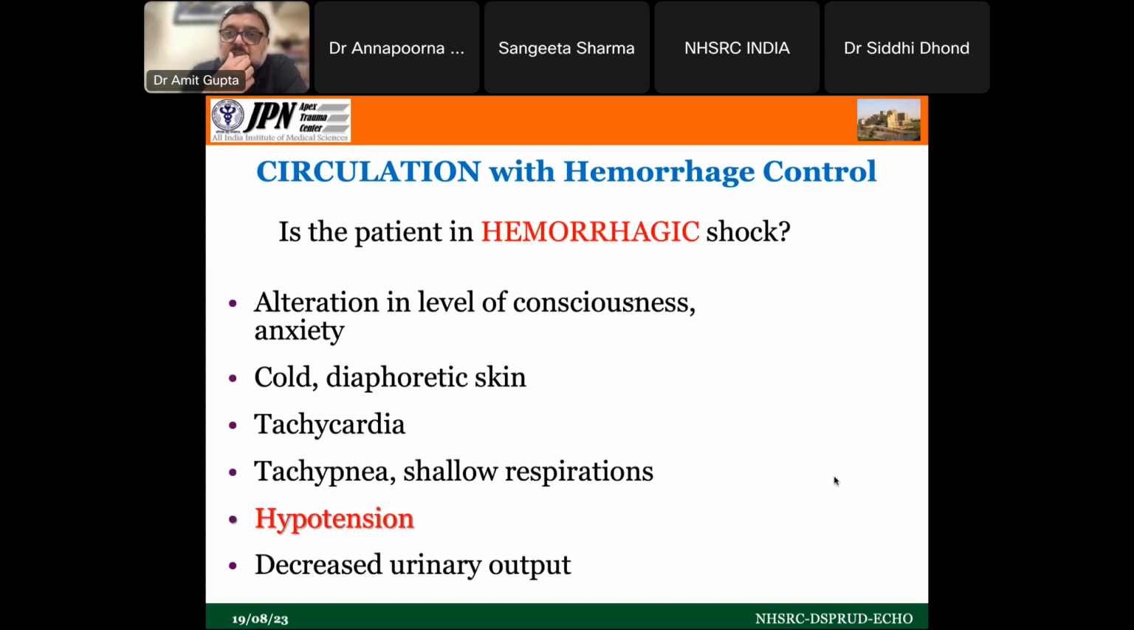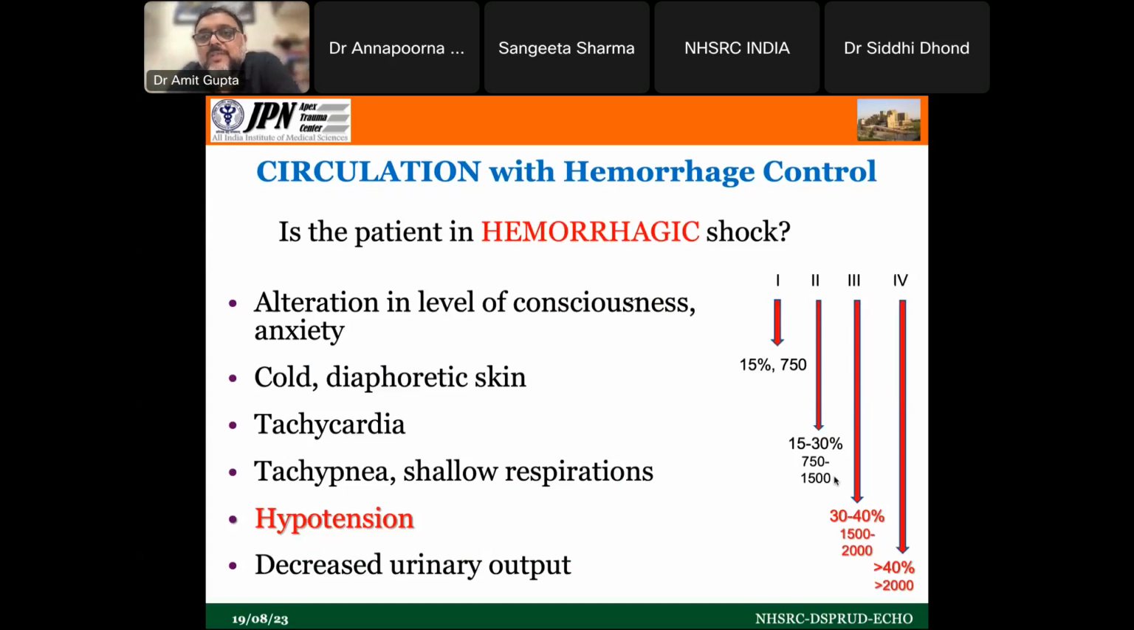Is the patient in hemorrhagic shock? Well, the first thing which happens in class 1 shock, or 15% of blood loss, is alteration of level of consciousness. As I said, the brain is very sensitive to hypoxia. So the first sign of shock is alteration in level of consciousness. So do not attribute the alteration in level of consciousness to head injury always. Your patient might be hypoxic, and merely giving him good ventilation, good oxygenation can actually improve the patient. The next sign which appears is cold diaphoretic skin.